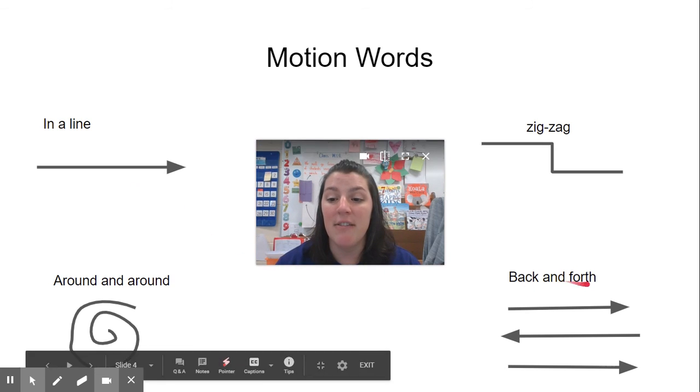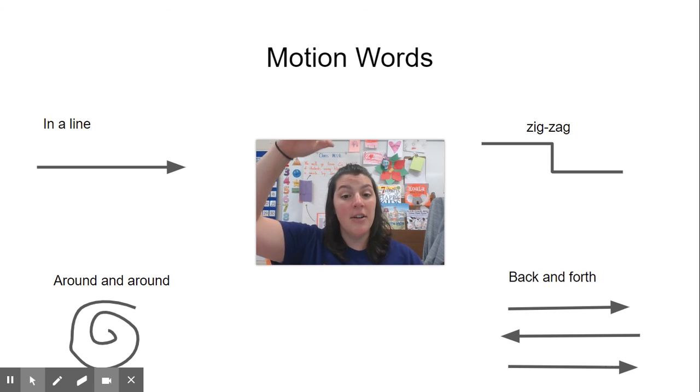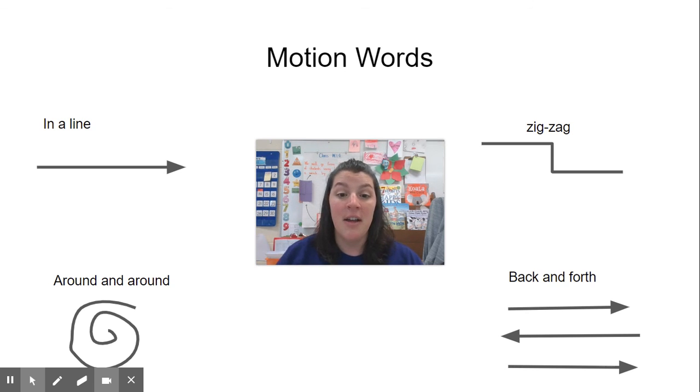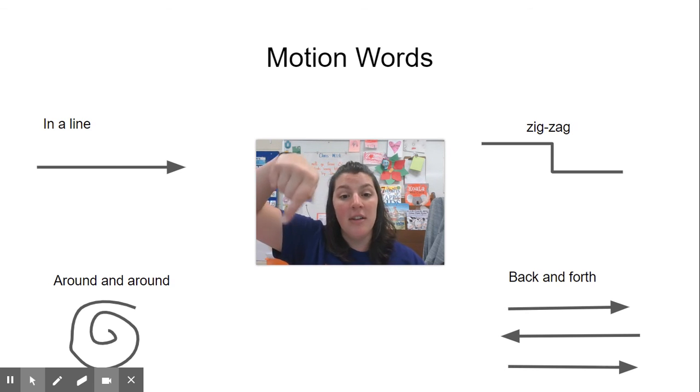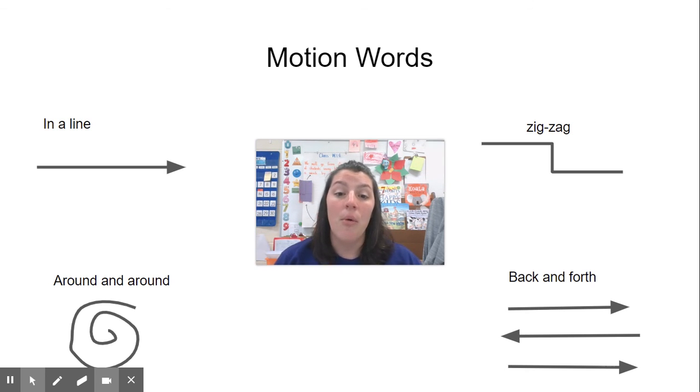What about back and forth? Can you think of something that moves back and forth? I'm thinking of maybe you have a big clock at your house, like in Hickory Dickory Dock. Remember? And it was a grandfather clock, and the pendulum moved back and forth. It was swinging. Or maybe you've been on a swing at a playground and you move back and forth. Those are all examples of these motion words.